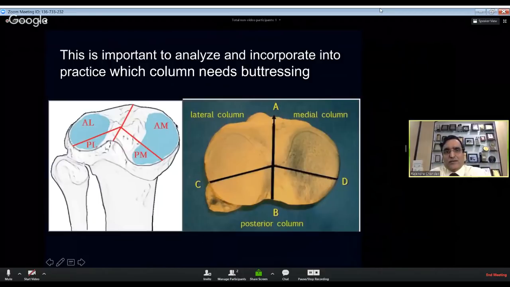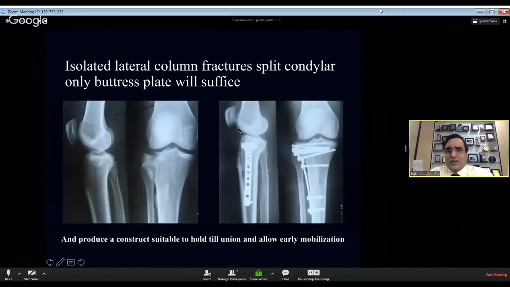So whether anterolateral, anteromedial, posterolateral, posteromedial, this diagram definitely gives us a lot of insight, and we can see exactly how to plan out the fixation. Friends, simplifying isolated lateral column fractures which are only split condyle, only a buttress plate would suffice.